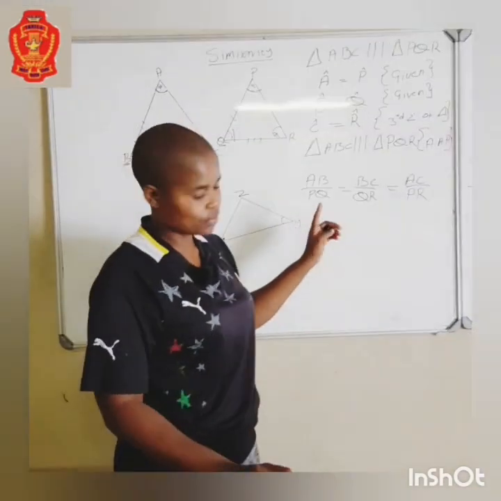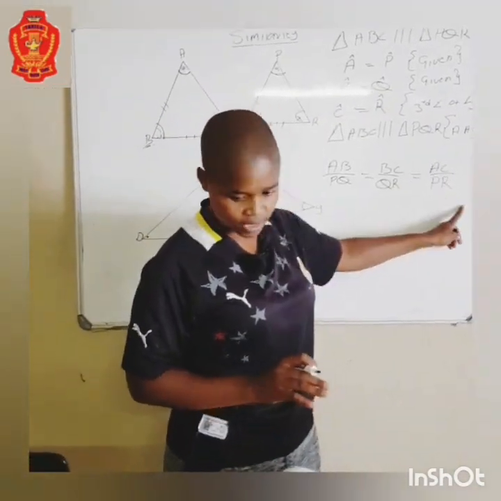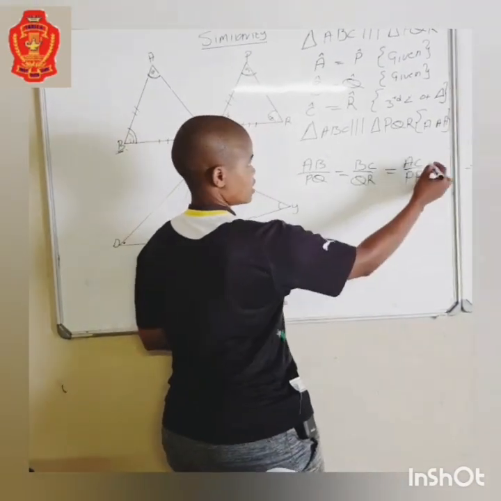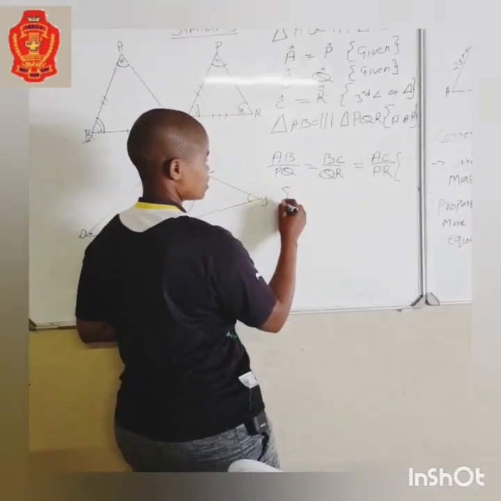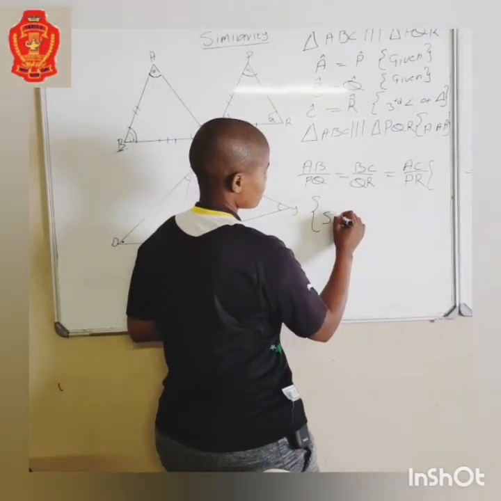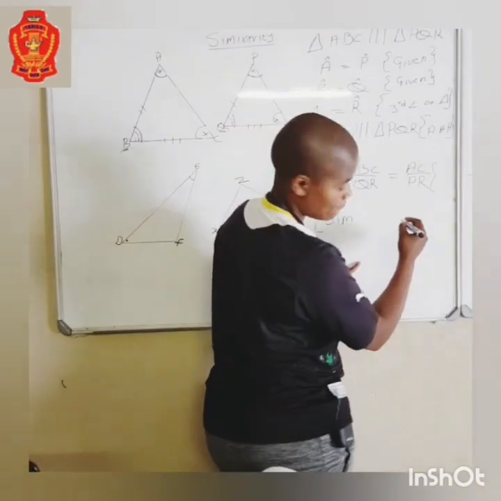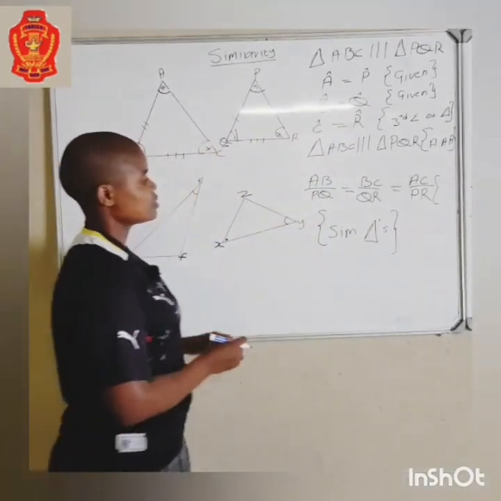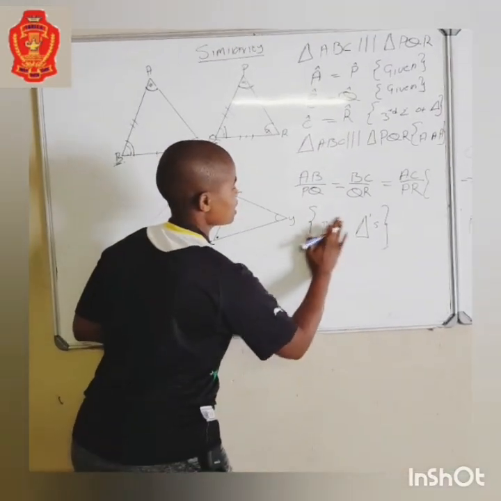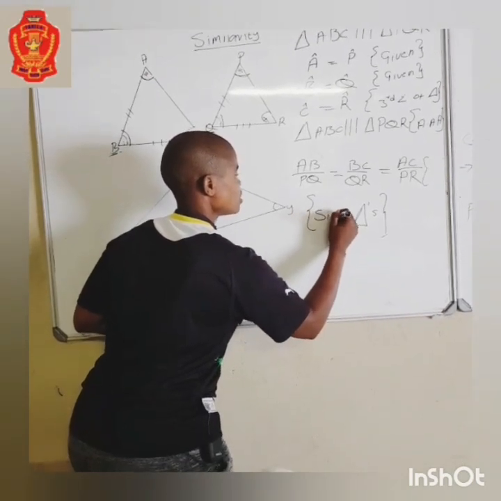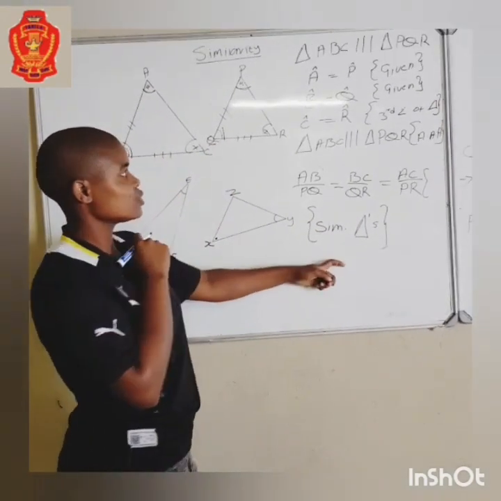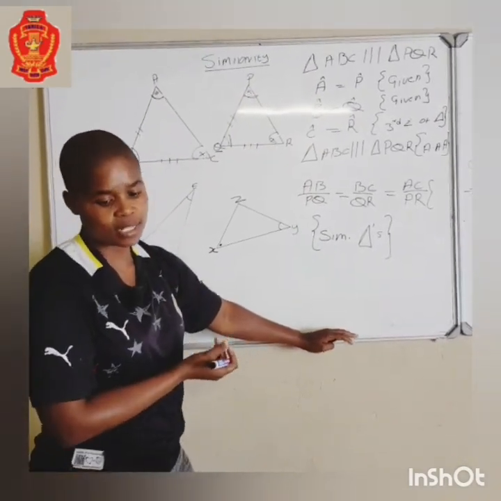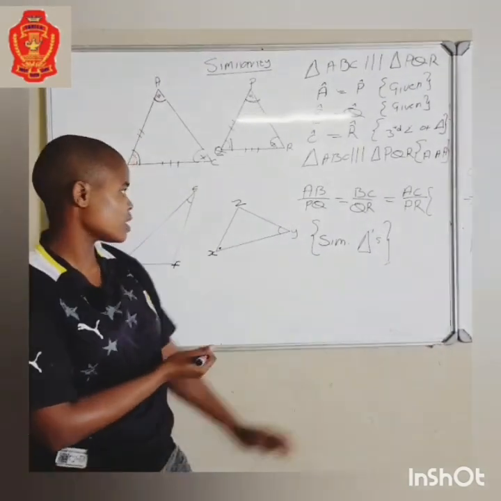Okay. After I have written this, then I will conclude with my reason. My reason, I will normally write it there, but because I don't have space, I'll just write it here. I'll say similar triangles. I just wrote its abbreviation, similar triangles. So this is basically how you prove that triangles are similar. I hope that makes sense.